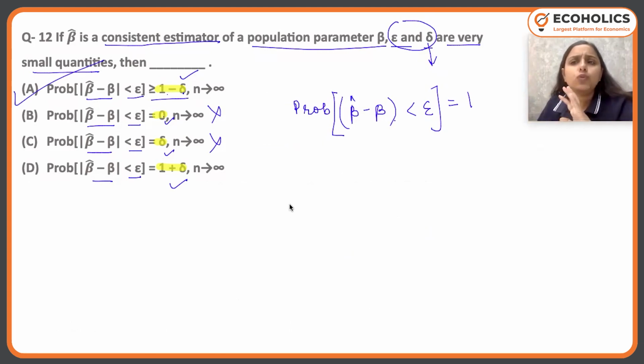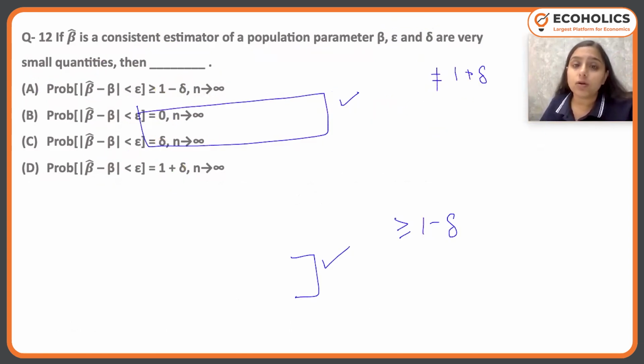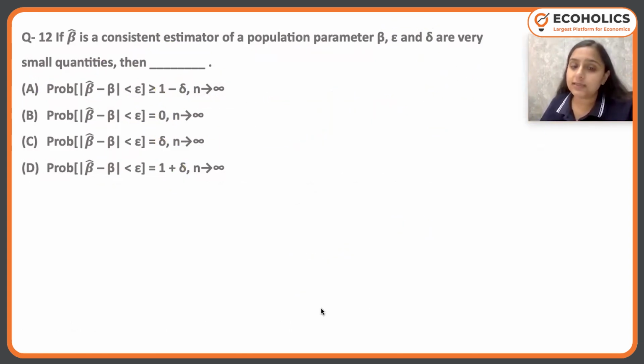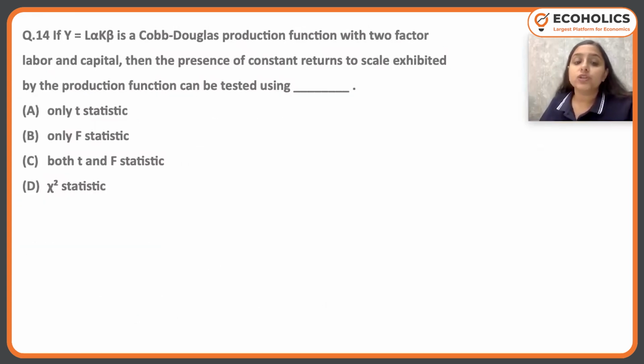So even if you just know about a consistent estimator, you just have to read through all the options before you decide the correct answer. So n approaches infinity is common everywhere. So this option A becomes my correct option. Is this clear? Now, coming to question number 14.